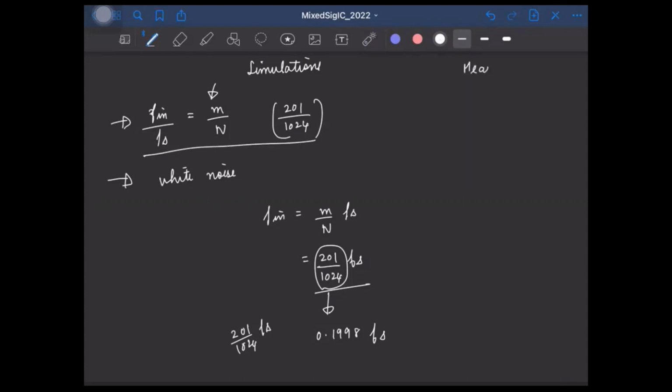But when you try to measure in practice, we might not be able to satisfy this, and we'll have to use some kind of a window. It can be either Hann or Blackman-Harris.